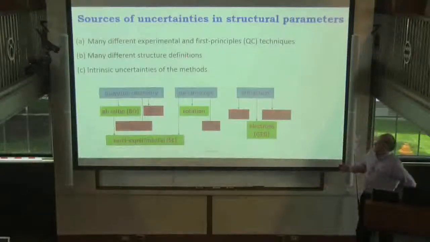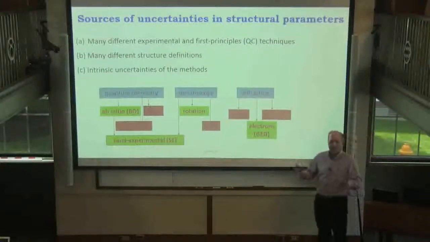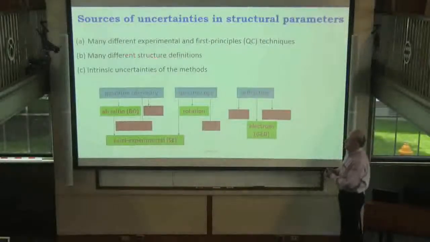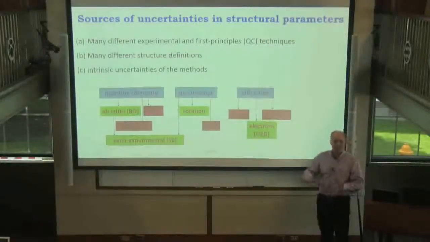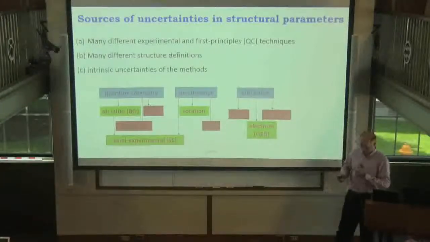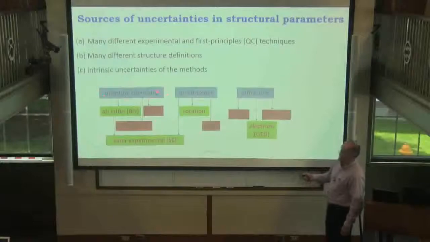So there are several sources of uncertainty in structural parameters. One very important one is that the experimental and the first principles, the quantum chemical techniques, will refer to different structural parameters. That's very important. So there are many structural definitions, and of course within each structural definition or measurement or computation, there are intrinsic sources of uncertainties. So let's see, you can use quantum chemistry to compute structures, you can use spectroscopy to determine structures, and you can use diffraction to determine structures.